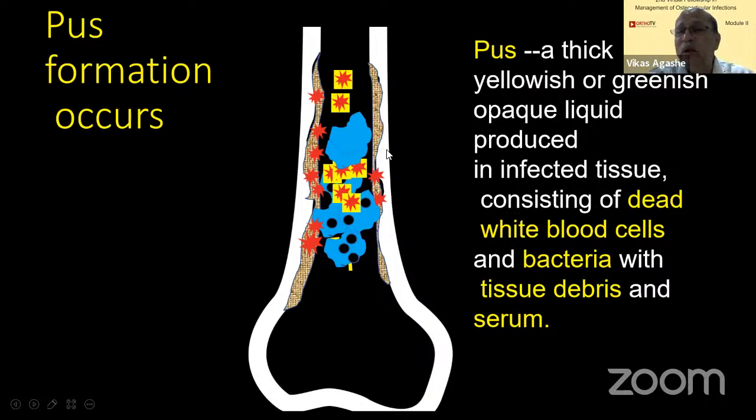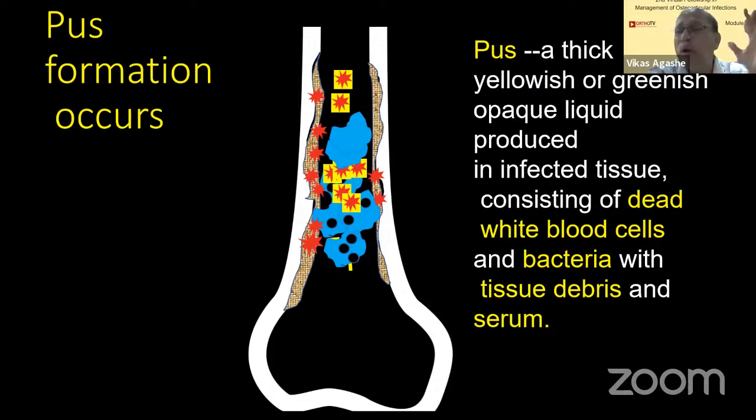a thick yellowish or greenish opaque liquid produced by infective tissue consisting of dead white blood cells and bacteria with tissue debris. So it is tissue debris with dead or living bacteria with white blood cells. Generally, it is yellowish or greenish. Most commonly found in acute scenario. However, we are not going to differentiate between acute and chronic scenario.